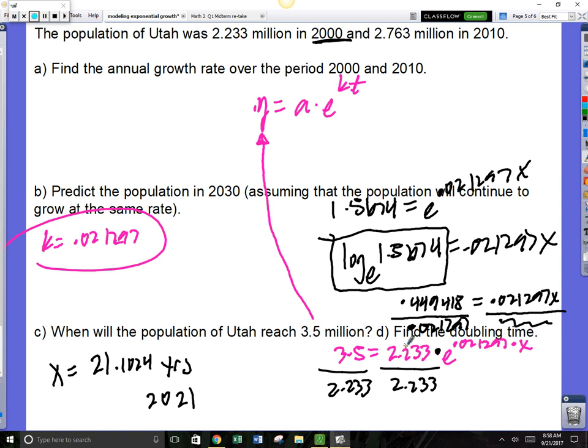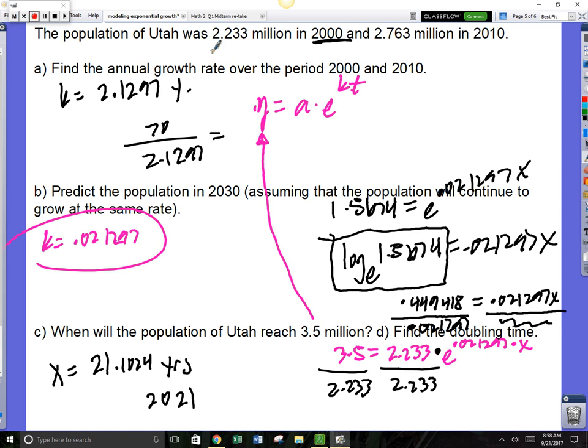Okay, now D, find the doubling time. So my K was 2.1297%. So find the doubling time. So how long is it going to take for my population to double? So let's use that rule of 70. So if I take 70 and divide it by 2.1297, so it's almost cut in half, about 35 years.